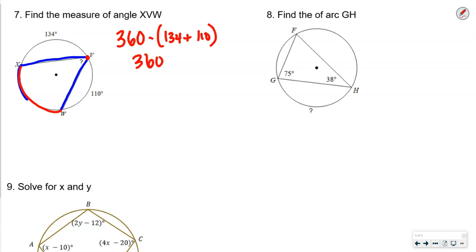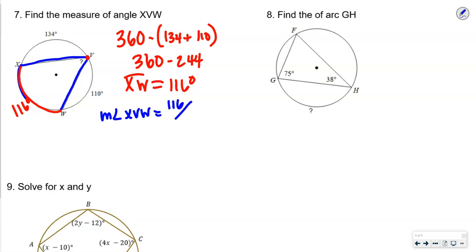So that's going to be 360 minus 244. So arc XW is equal to 116 degrees. So I'm going to go ahead and label it over here. Now, hopefully you know that the measure of angle XVW is equal to 116 divided by 2, or times 1/2. And that's going to be 58 degrees.